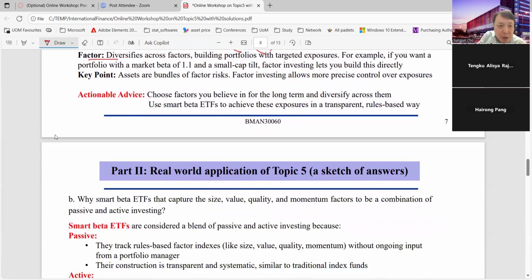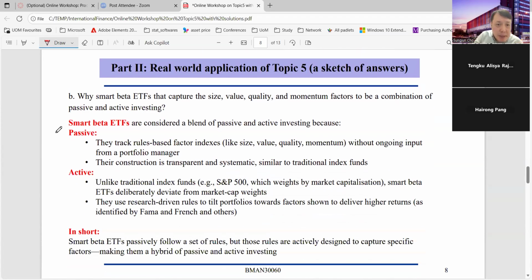So what you can actually do practically is to choose the factor, SMB, HML, whatever you believe in for long-term performance. If you think buying winner minus loser is good, then choose that as one of the factors, and choose that as one component in your portfolio. That's the factor investment.